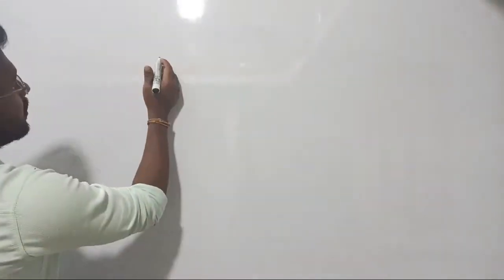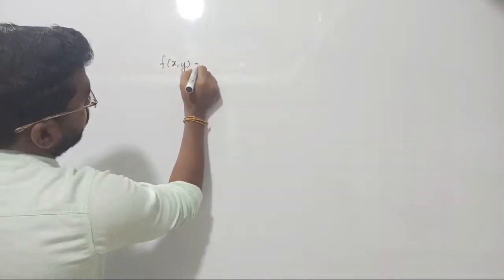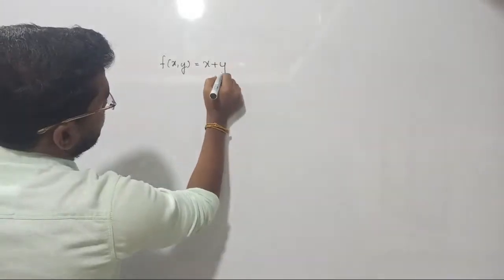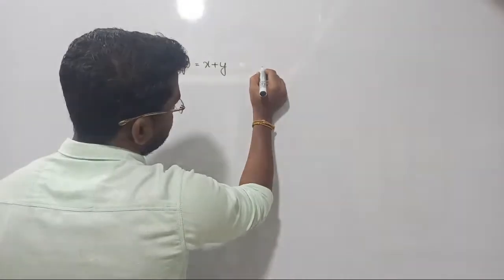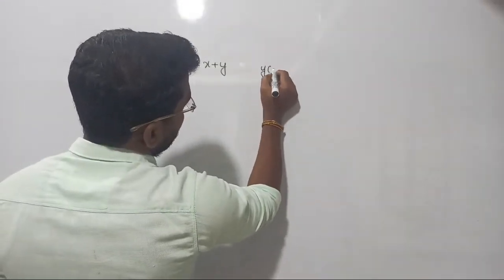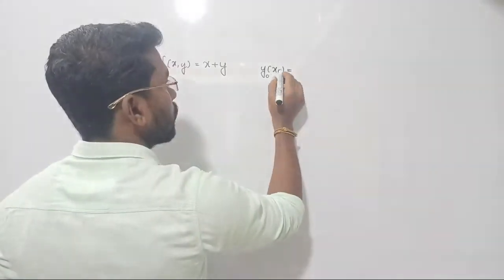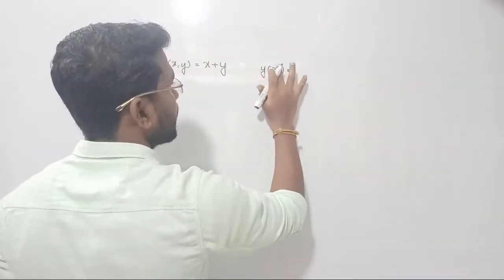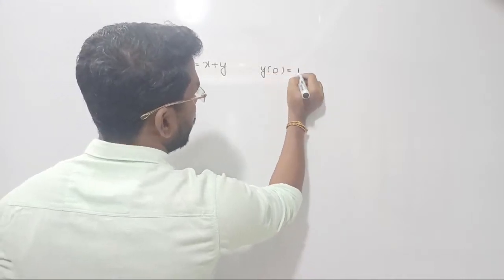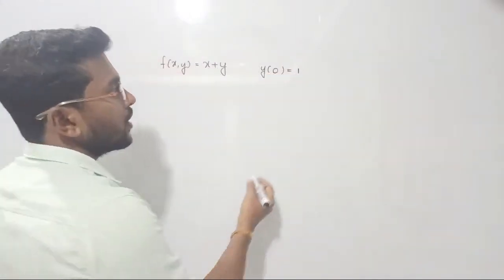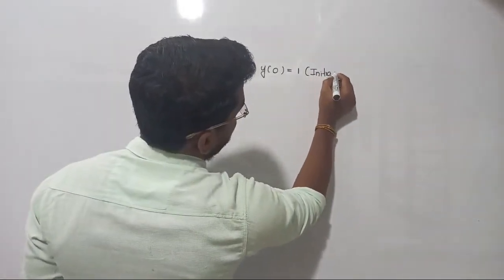Fine. Now for an example, I'm just considering a function f of x comma y, and that function is simply defined as x plus y. That is enough. We will take a very simple value, right? And given is y of x naught, or otherwise let me consider y of 0 is equal to 1. Let's consider like this, right? It means that is the initial condition.